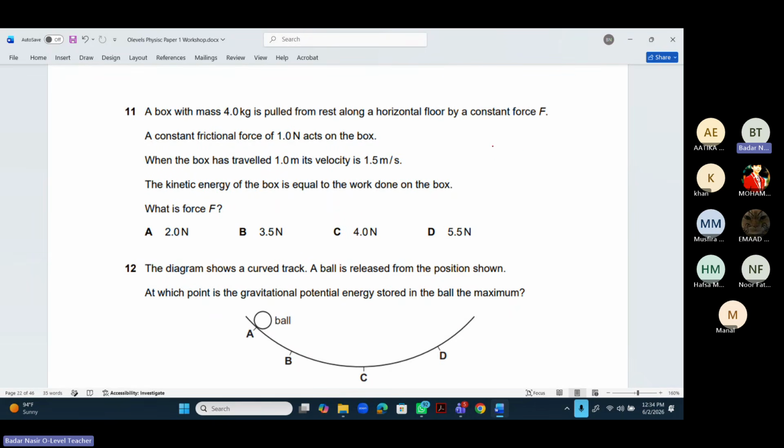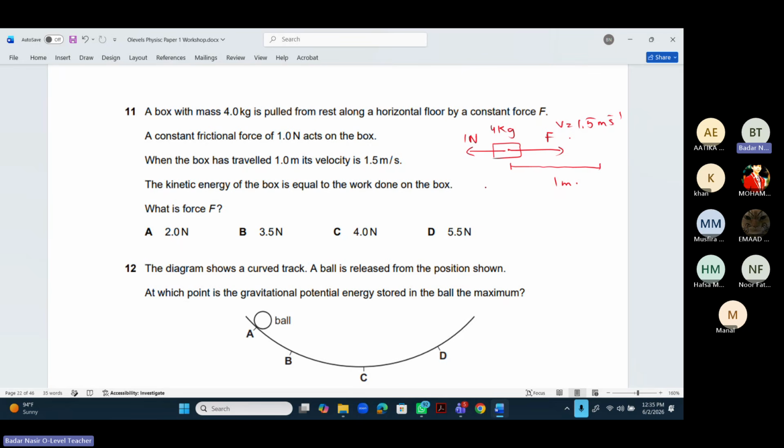एक box है, इसका mass है 4 kg and it is pulled from rest along a horizontal floor by a constant force F. Frictional force है 1 Newton. When the box has traveled 1 meter, its velocity is 1.5 meter per second. The kinetic energy of the box is equal to the work done on the box. What is the force F?